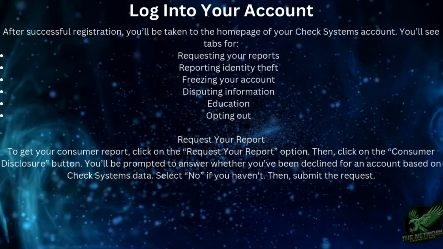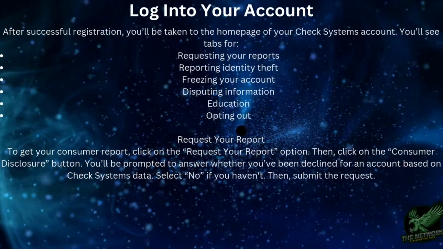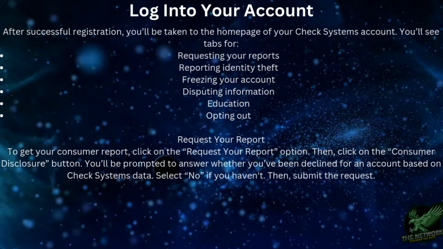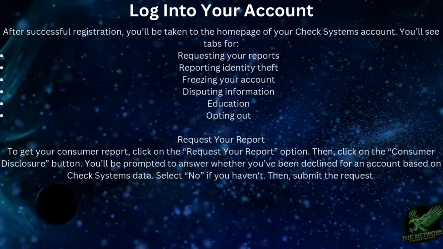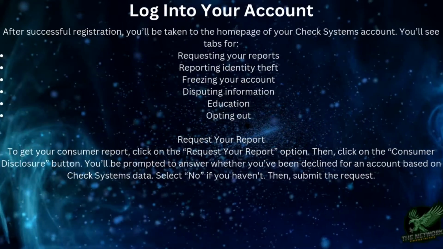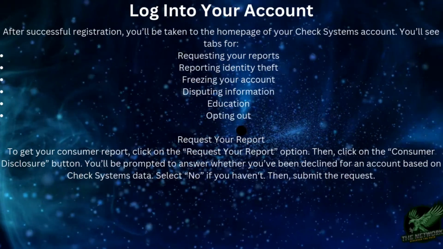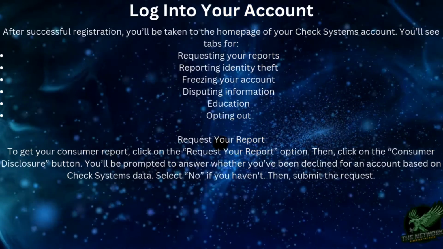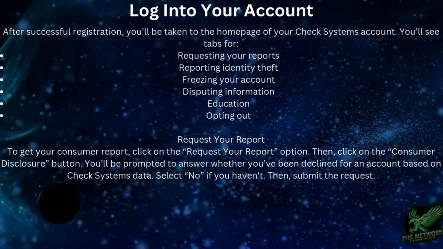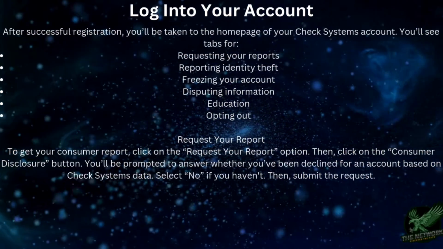So to check this, you need to log into your account. After successful registration, you'll be taken to the homepage of your ChexSystems account. You'll see tabs for requesting your reports, reporting identity theft, freezing your account, disputing information, education, and opting out. To get your consumer report, click on the request your report option, then click on the consumer disclosure button. You'll be prompted to answer whether you've been declined for an account based on ChexSystems data. Select no if you haven't, then submit the request.